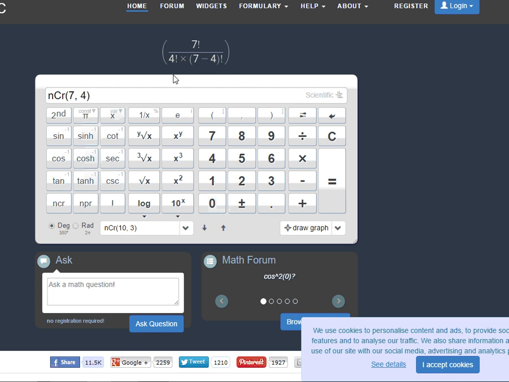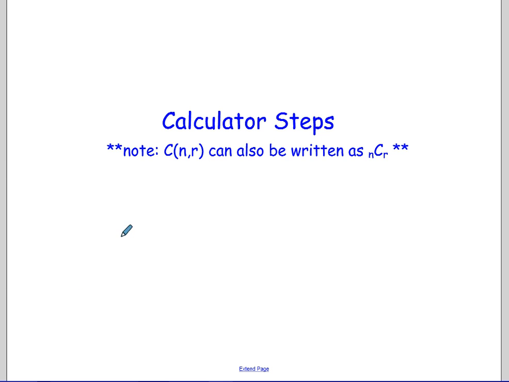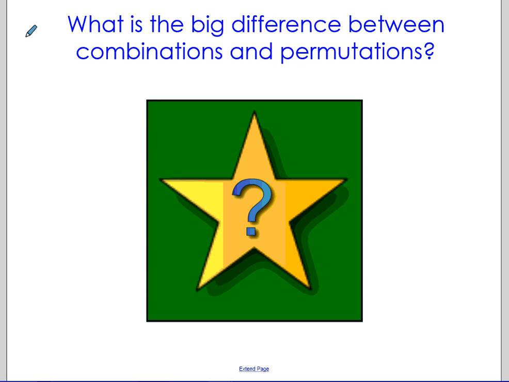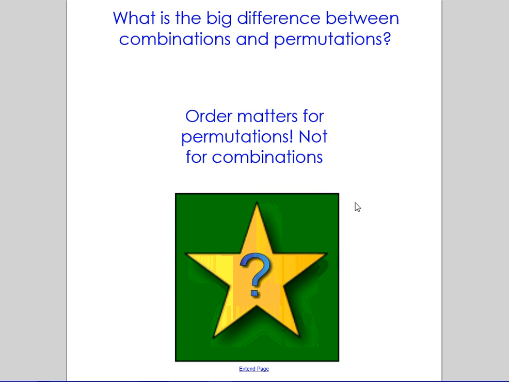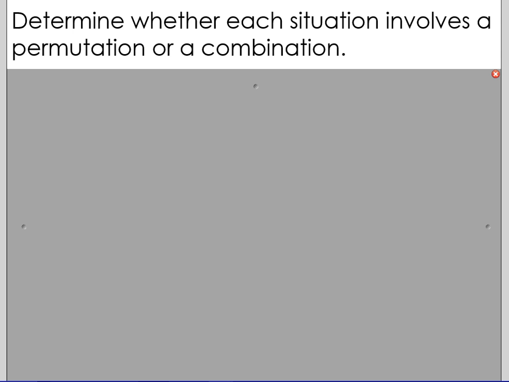I'm going to close my parentheses. If you can see up here, this is basically what I just solved, only just looking a little bit different. Hit equal: 35. Got the same answer. All right. So what's the big difference? Just to come back to the big difference between a combination and a permutation: order matters for permutations, not for combinations.